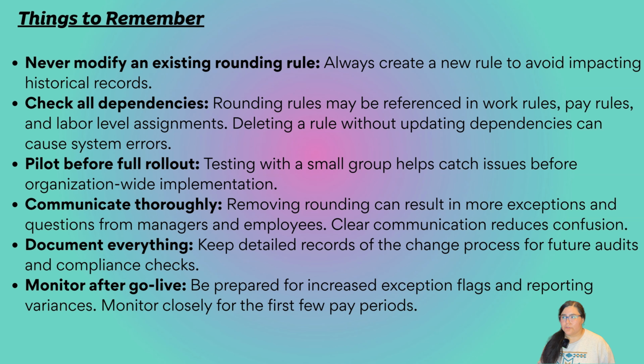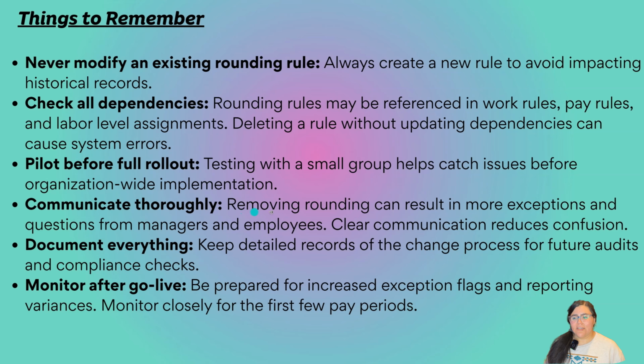So, things to remember: you never modify an existing rounding rule. Always create a new rule or duplicate an existing one as best practice. Check all dependencies of rounding rules because they may be referenced in multiple work rules, pay rules, and even labor level assignments. So deleting a rule without updating dependencies can cause system errors. So you definitely want to make sure you don't modify existing ones if you can avoid it. Best practice is duplicate. Pilot before you full rollout. Testing it with a small group definitely helps to catch issues before organization-wide implementations. That's just a good idea in general.